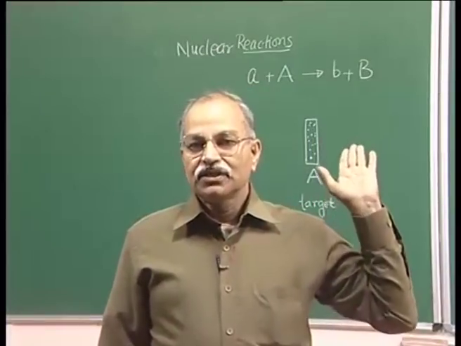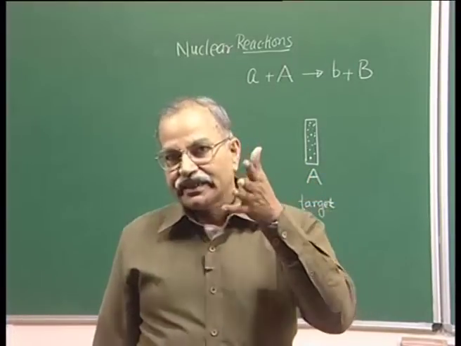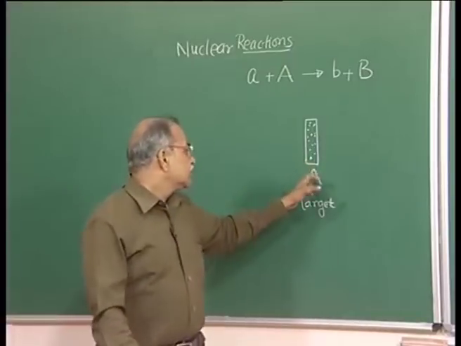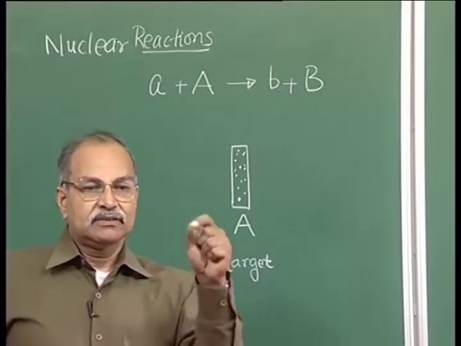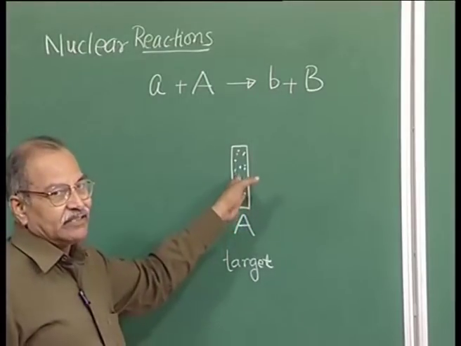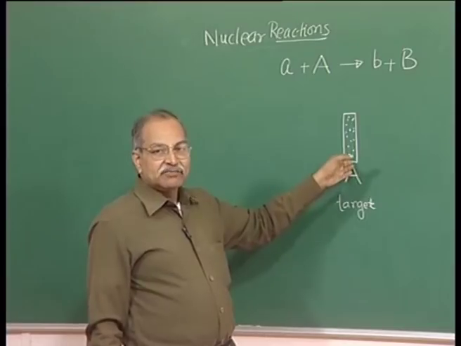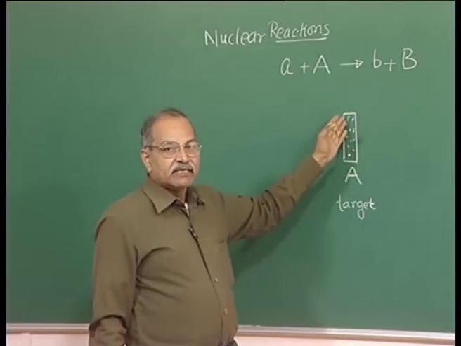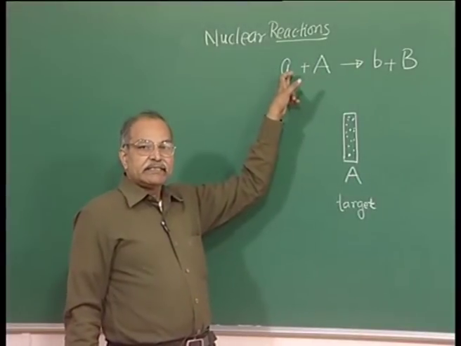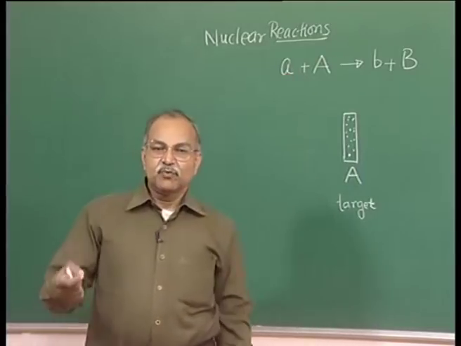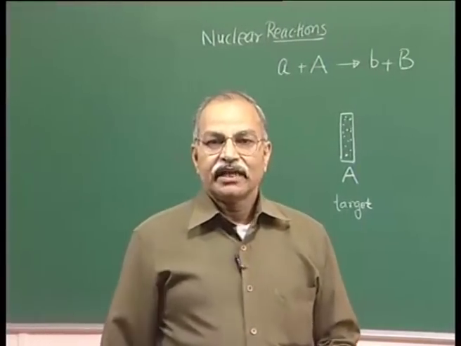This target is clamped or fixed in that chamber, and it contains the nuclei of interest. If you want to bombard something on gold, you can have a gold plate or a gold film here. Similarly, if you want to do something on magnesium, you can have a magnesium film or layer here. And this small a is another nucleus. It can be one nucleon or it can be a nucleus of more nucleons.